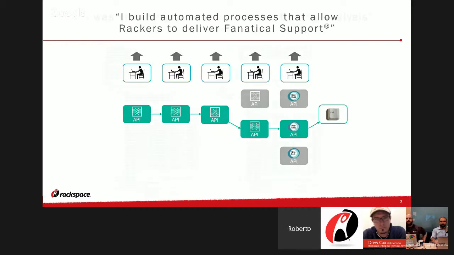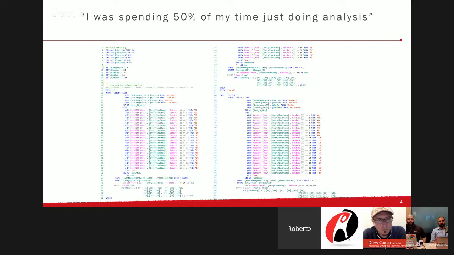Great. Yeah, and if you look at the next slide, this right here is one ugly instance of SQL that was my life when I first moved onto this team.